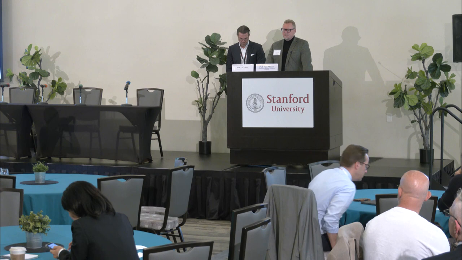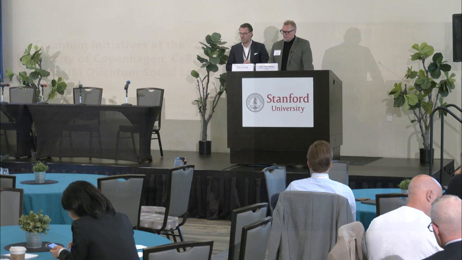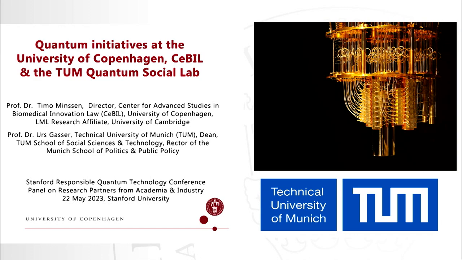So Moritz asked me to talk with Urs a little bit about academia-industry collaborations and also about featuring a little bit what we are doing in Copenhagen and what our research plans are. We will do this first, so I will talk about what happens in Copenhagen, Urs will talk a little bit about what happens in Munich, and then we will both engage in discussion about the strengths, weaknesses, challenges, and opportunities of collaborating with industry and academia.